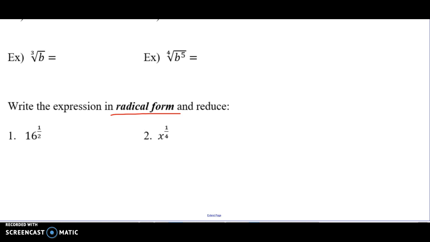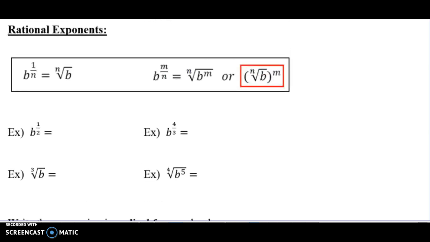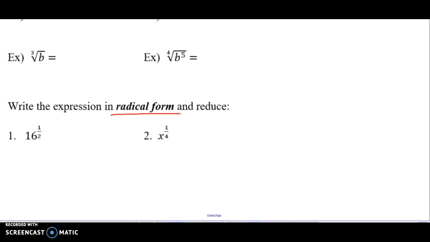What is a 1/2 power? The same thing as the square root. So to write it as a radical, this is actually the square root of 16. And what is the square root of 16? 4. That's how you would show your work on a kind of easy problem like that.